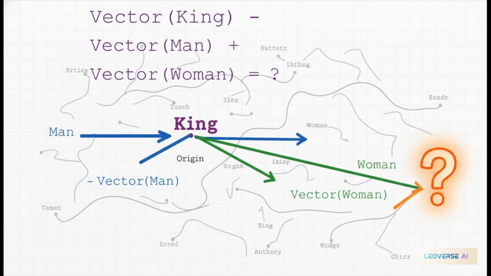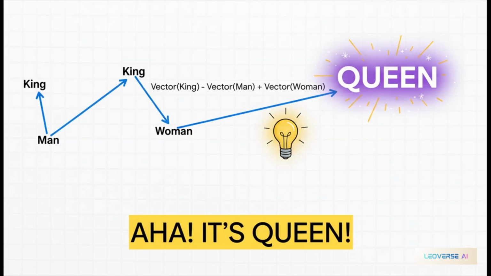This brings us to probably the most famous example in all of artificial intelligence. What do you think happens if we take the coordinates for the word king, subtract the coordinates for man, and then add the coordinates for woman? Just think about what we're doing here. We're starting at the concept of king, then taking away the concept of man, and adding the concept of woman. Where do we land? The resulting vector lands almost exactly on top of the vector for queen.